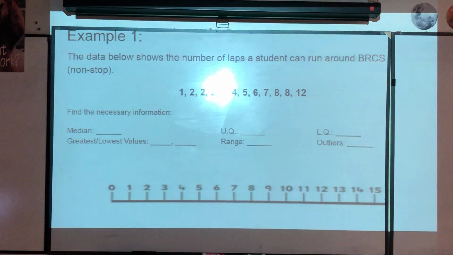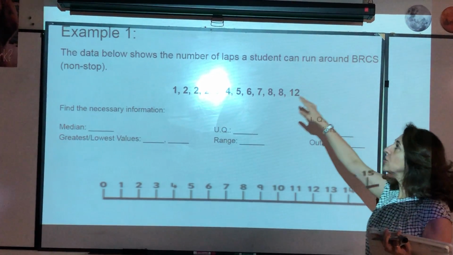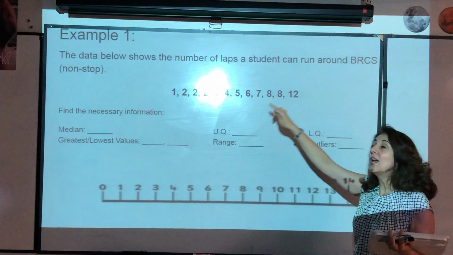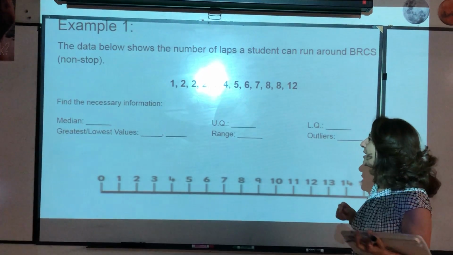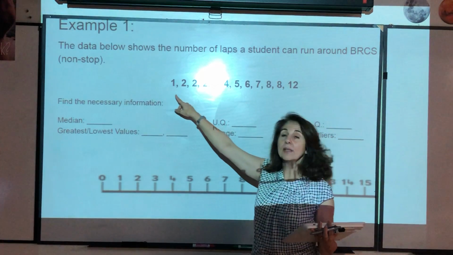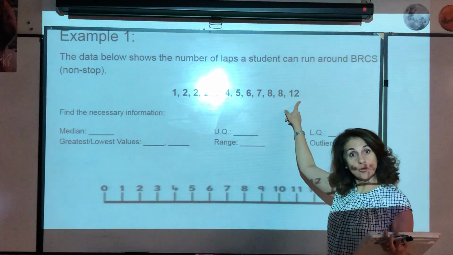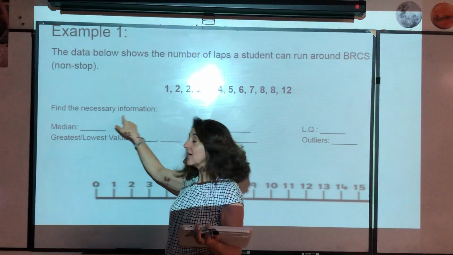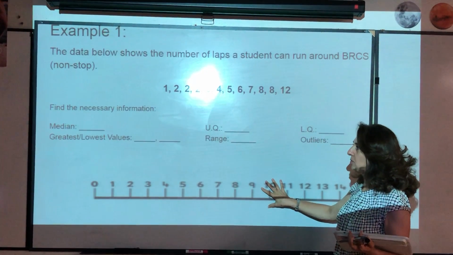So let's see our first example here. Our first example shows that the data below shows the number of laps a student can run around Boca Christian non-stop. So if that's one of you, here's the information that we got. So here is our data set. We have people that can only run one entire lap, and we have people that can do 12 non-stop. So first we're going to find the necessary information to make our box and whisker plot right here.